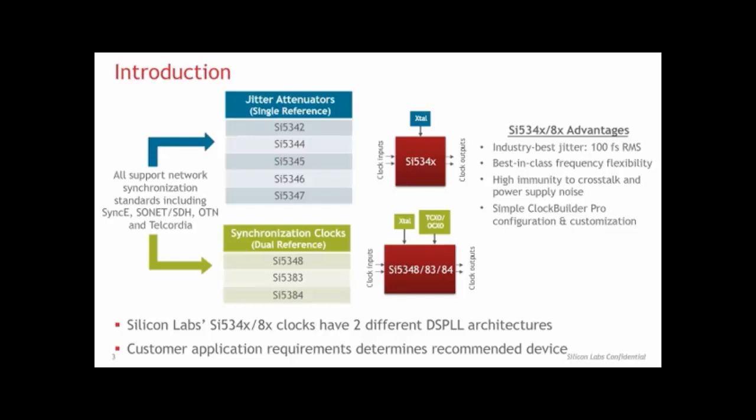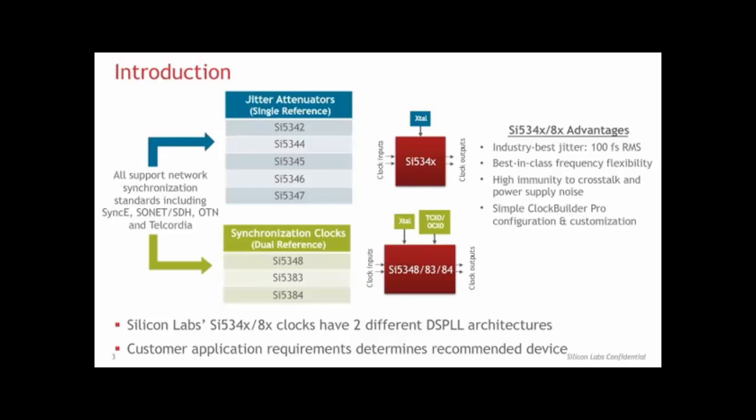Silicon Labs' 534X, 8X clocks can be characterized as either jitter attenuators or synchronization clocks. The 5342 through 47 devices are Silicon Labs' latest generation of high-performance jitter attenuators. These devices use a single crystal frequency reference. The Si5348, 83, and 84 synchronization clocks use two frequency references, a crystal and a stable TCXO or OCXO oscillator.